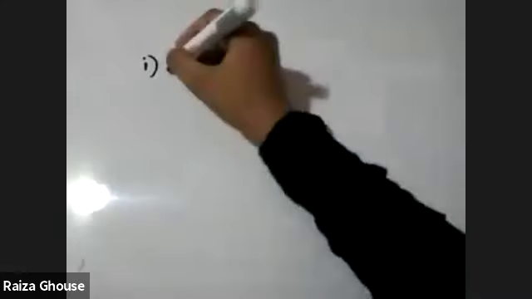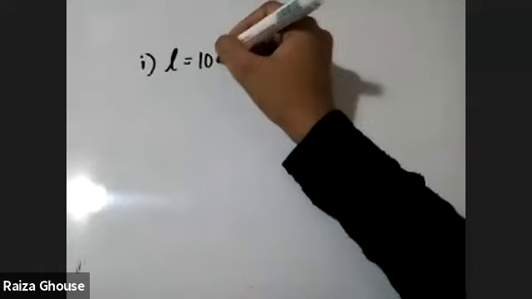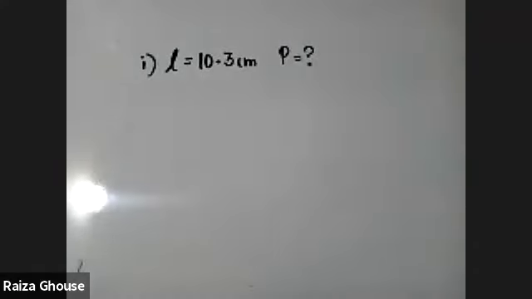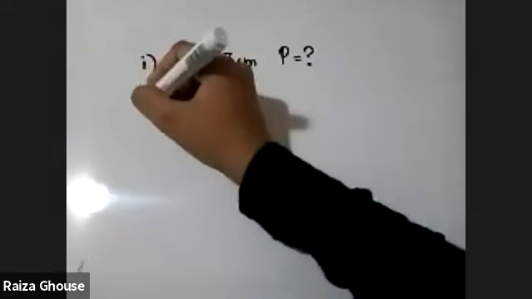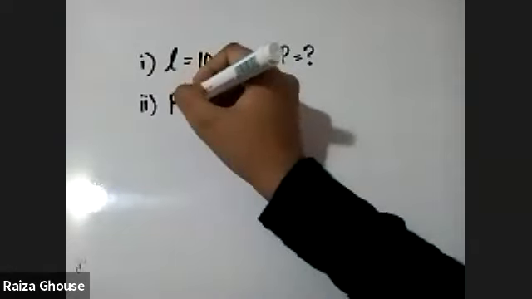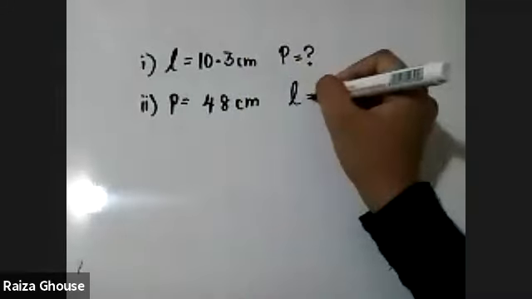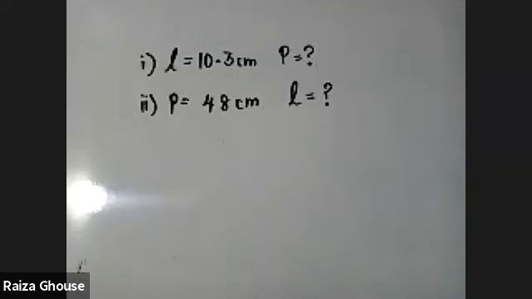Okay, now look at this one. Roman number 1: I'll give you the length of all the sides, 10.3 centimeters. What is the perimeter if it is a square? Another one I'll give you: the perimeter is 48 centimeters. What is the side length? One side is how much? This is the question.